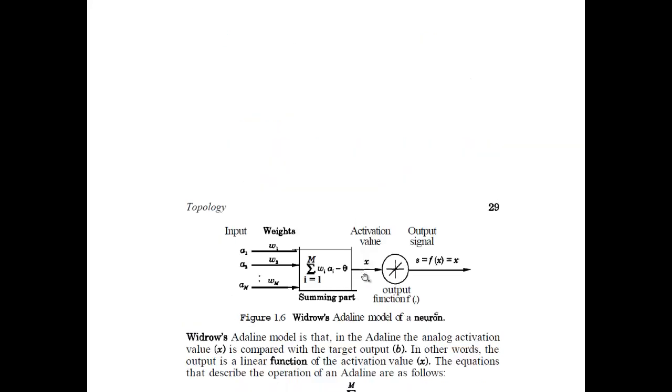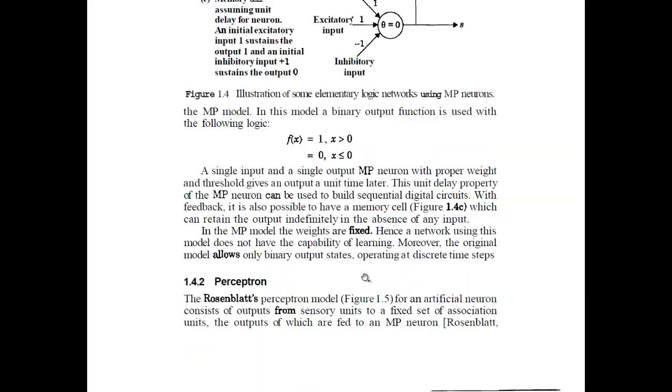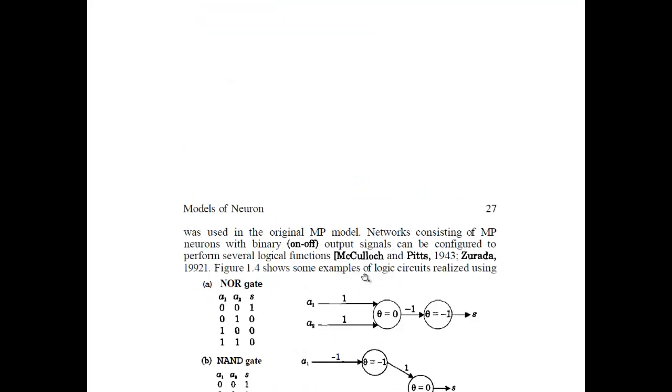Okay, so this was about the different types of models of the neuron. Thank you.